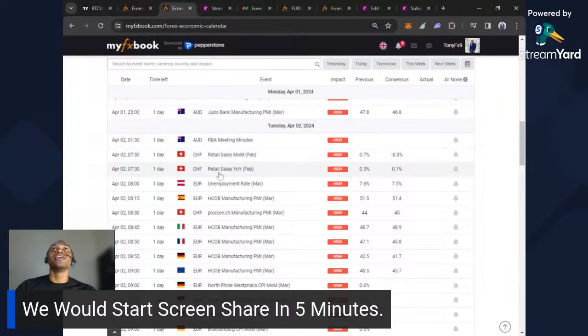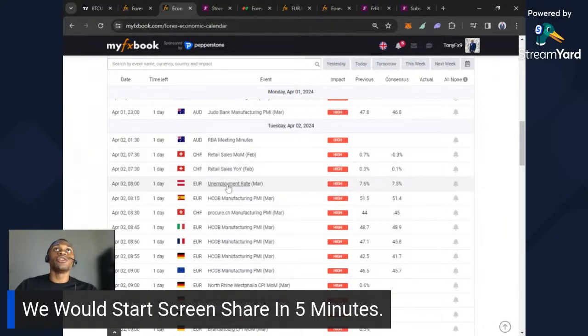Then we have retail sales year over year early morning by London session 7:30. At the same time, retail sales month over month is announced. So the figure higher than 0.1%, if we have 0.2%, it is good for the Swiss franc. But if we have a figure lower than 0.1%, it is bad for the Swiss franc.